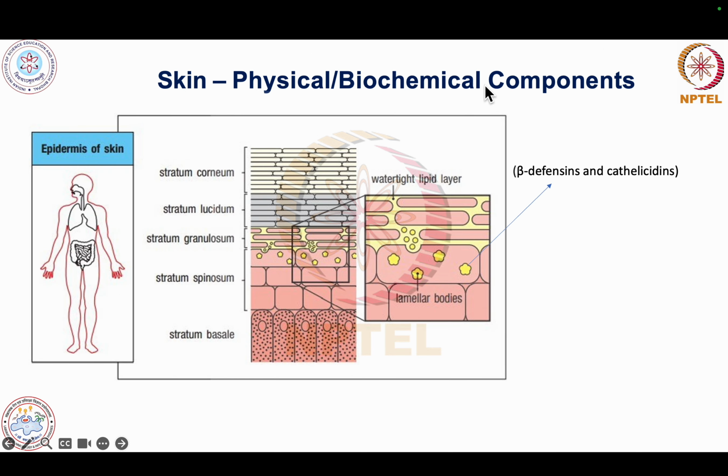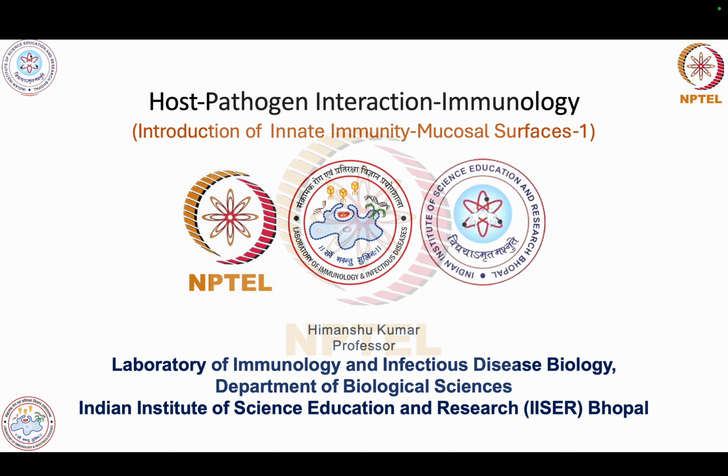Skin physical and biochemical components. Epidermis of skin: this is the stratum corneum layer, then stratum lucidum, stratum granulosum, stratum spinosum, and stratum basale. This is the enlarged view of the stratum granulosum and stratum spinosum, where you can see the watertight lipid layer, lamellar bodies, beta defensins and cathelicidins.